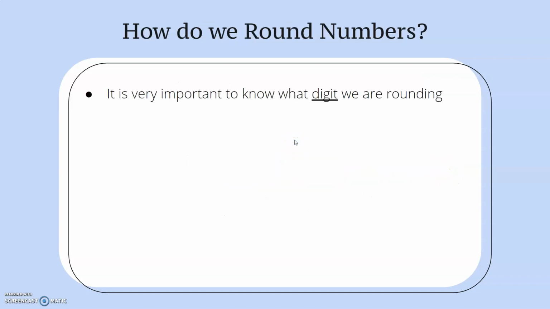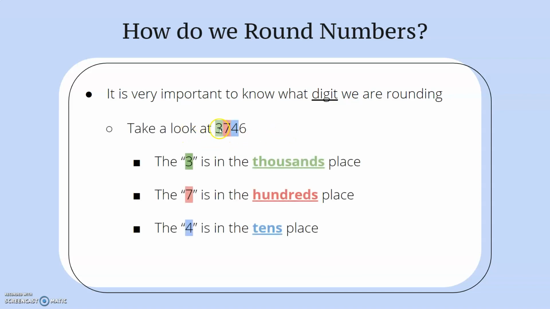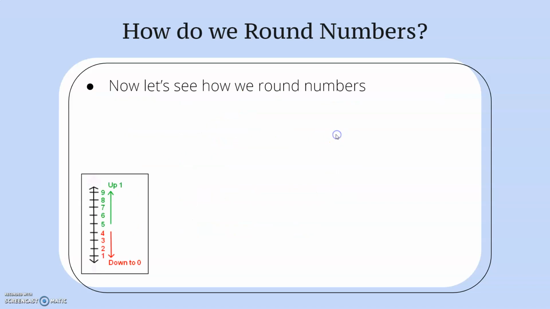So you might ask, how do we round numbers? It's very important to know what digit we are rounding. So we take a look at this number, 3,746. The 3 is in the thousands place, the 7 is in the hundreds place, and the 4 is in the tens place. This is really important to know when you're rounding numbers.